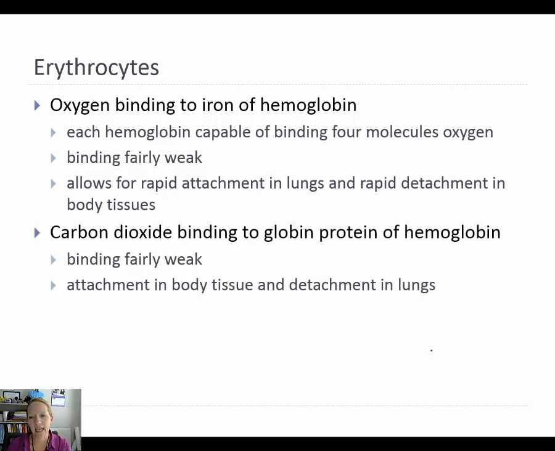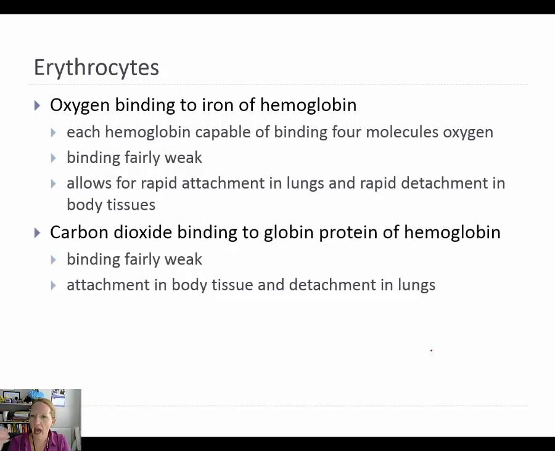Now, carbon dioxide can bind to another part of the globin protein, but carbon dioxide typically won't always bind to hemoglobin. We'll talk about that later on when we talk about the respiratory system. Only about 20% of carbon dioxide is found on hemoglobin. And you don't want it to bind to the iron, because if it bound to iron, it's taking up oxygen's place. So that's definitely why you don't want it to be there. And once it gets to the lungs, carbon dioxide will detach.